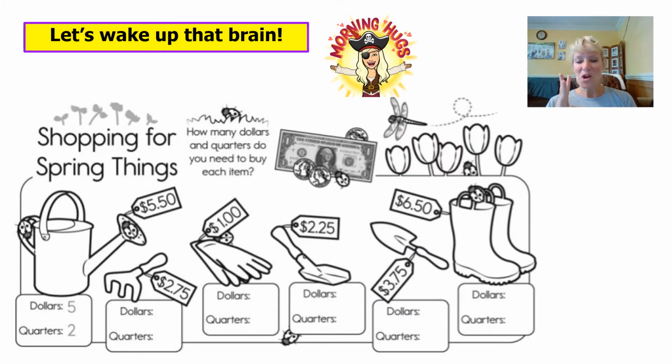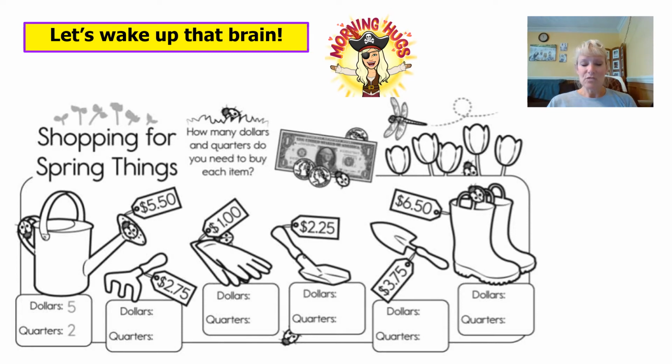All right, our third, wake up your brain. And this is going to take a lot of waking up your brain. So what they want you to do here is how many dollars and quarters do you need to buy each item? So pause the video, figure all of these out, then come on back and we'll talk about it.